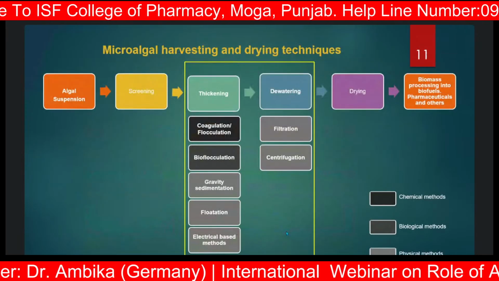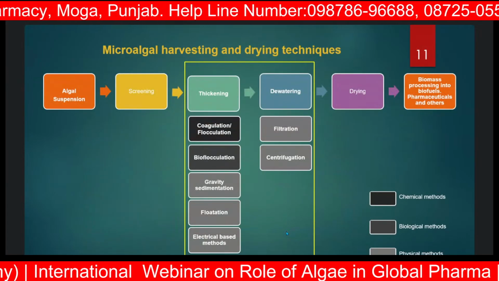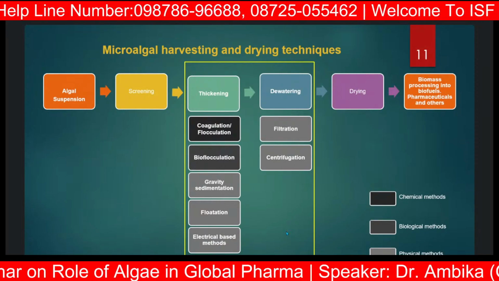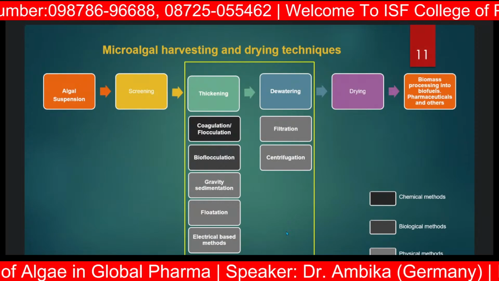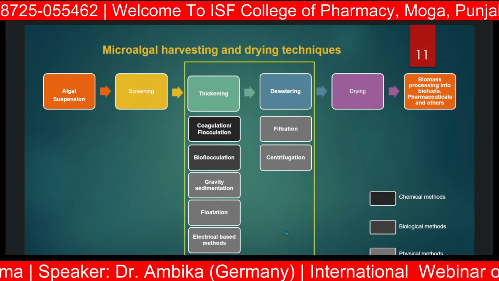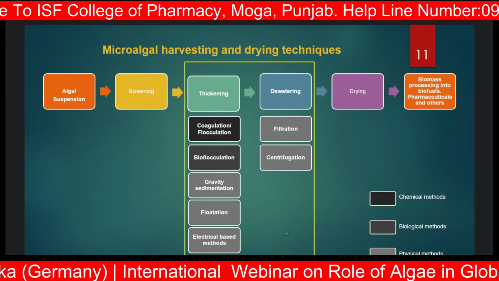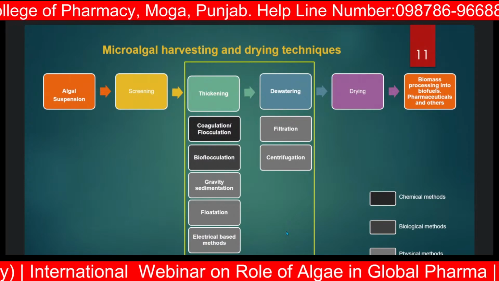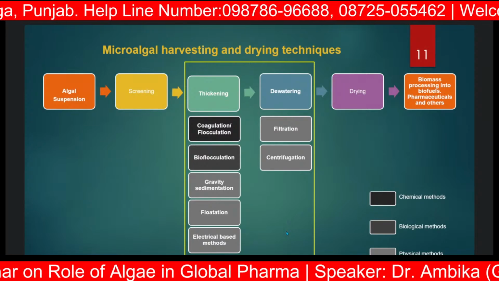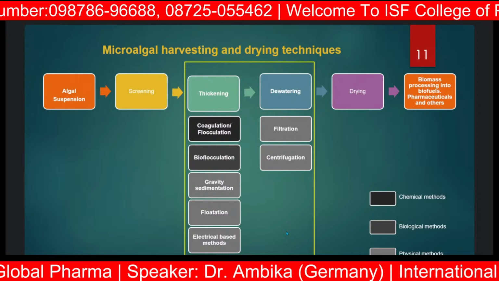Now, microalgae harvesting and drying techniques. We have chemical methods, biological methods, and physical methods of harvesting. The choice of the best method for harvesting microalgae depends on several factors, including the type of culture, the use of the microalgae, and availability of resources. But the most commonly used methods are centrifugation and flocculation. Centrifugation is high-speed centrifugation to separate the microalgae from the growth media. It is suitable for large-scale production and is widely used in commercial spirulina and chlorella production.